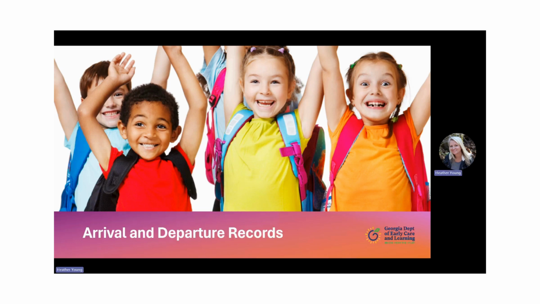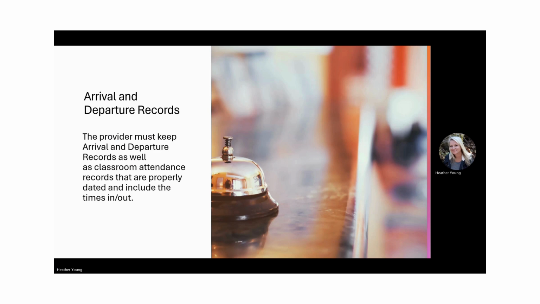The first thing we want to do is break down the fundamentals of what is required when it comes to arrival and departure records. The provider must keep arrival and departure records as well as classroom attendance records that are properly dated and include the times in and out. Providers also need to make sure the child's name that's listed on the scholarship matches the name that's listed on the arrival and departure records. If there are any discrepancies with the information that's on the scholarship, the parent needs to request a change via the case manager or gateway.